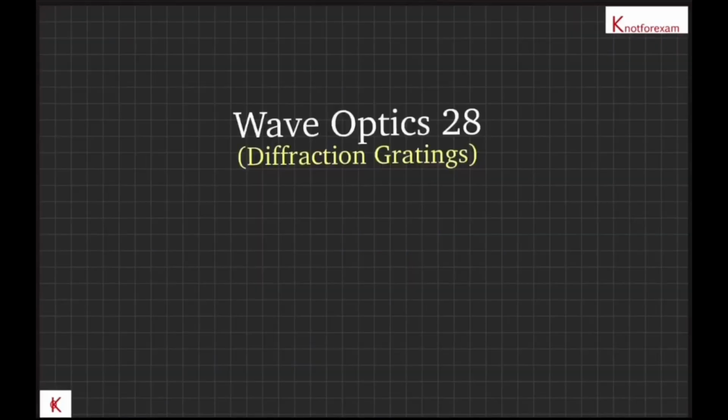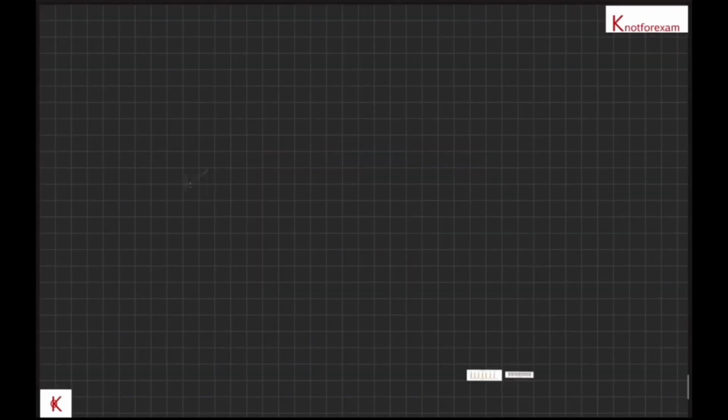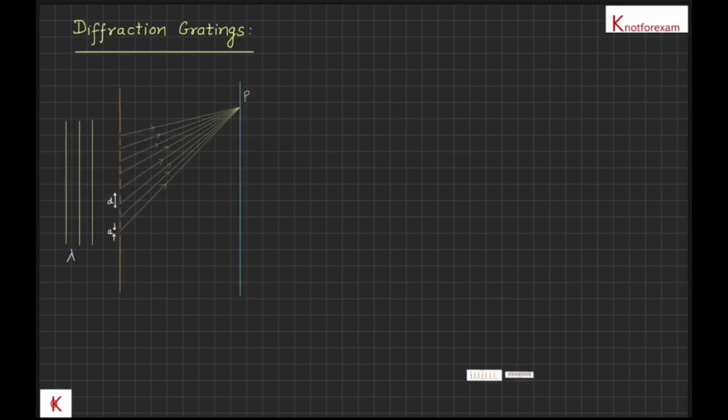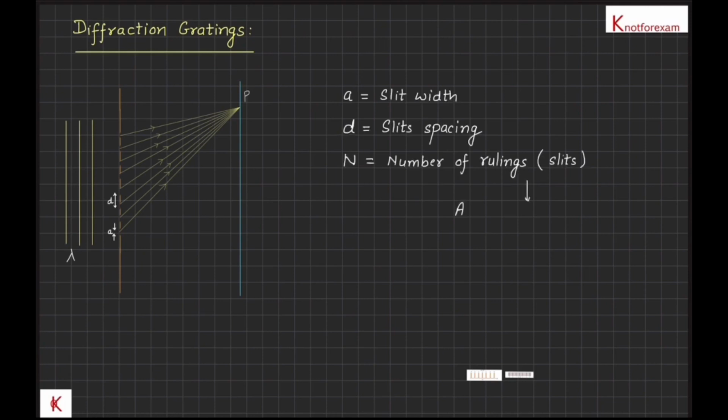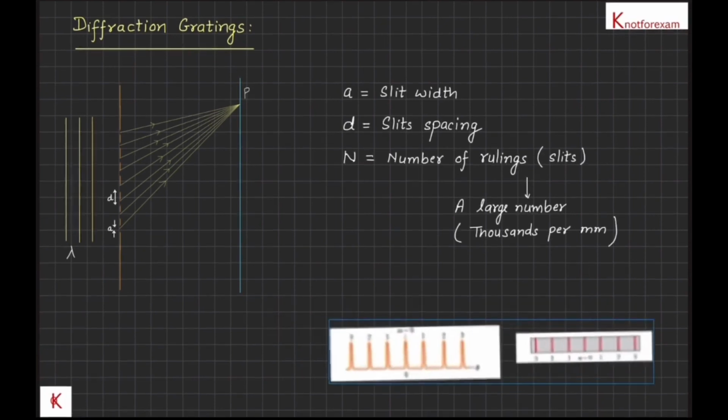We are going to talk about diffraction gratings. In diffraction gratings, there is a dense array of many slits or rulings, in the order of 1000 slits per millimeter. Let's take a look at a typical example of a diffraction grating having slit width a and slit spacing d, and n is the number of rulings. The typical intensity plot and corresponding bright fringes are as shown.